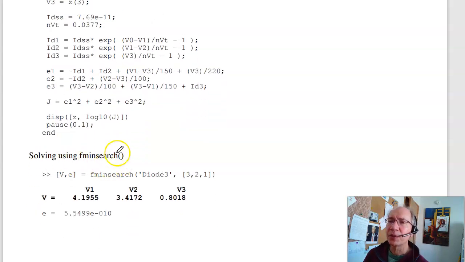So if I throw that in MATLAB and have fsolve try to find the solution to my function called diode 3, my initial guess is 3 volts, 2 volts, 1 volt. It iterates and says, this is what I found, and there's the sum squared error. The sum squared error is almost 0, meaning that's probably the right answer. And so that's what I get using numerical methods.